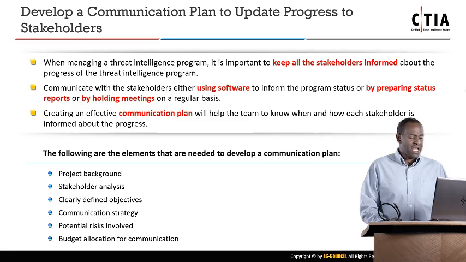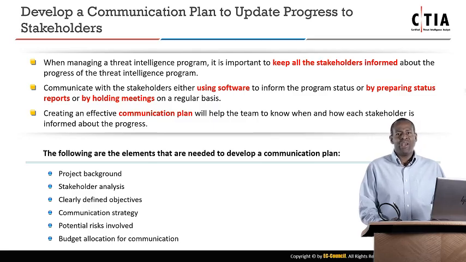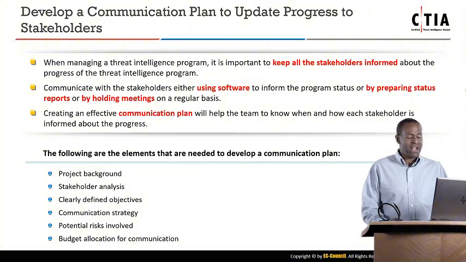And then budget allocation for communication. We want to make sure that we have an appropriate budget allocation. In fact, one line item might be the salary of somebody who's responsible for managing communications.